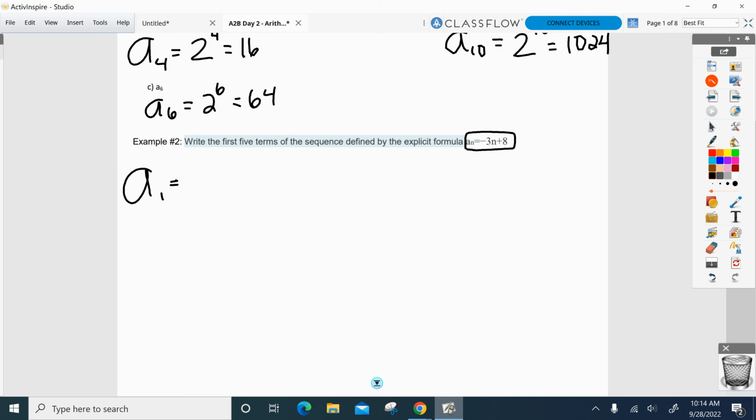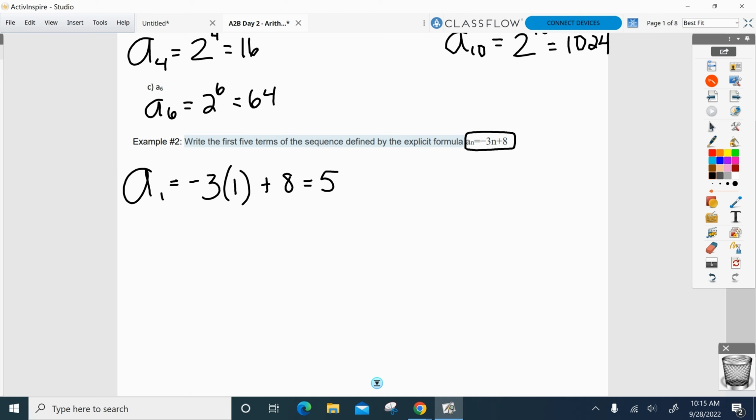No. New formula now. We're done with example 1. This is my new explicit formula. So anywhere I see an n in this case, what do you want me to plug in? You put the 1 in. So now I'm going to do negative 3 times 1 plus 8. New formula every time I'll give you. Okay? So what do we got? 5 for the first term?